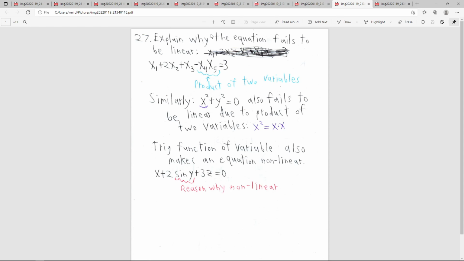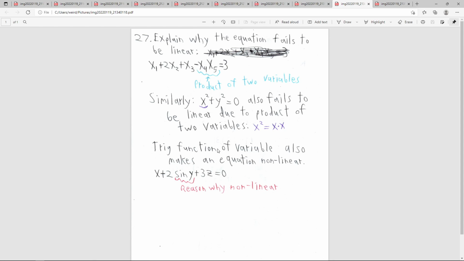Number 27 is explain why the equation fails to be linear. This is very basic, so I have a couple other examples I added in. So we have x1 plus 2x2 plus x3 minus x4 times x5 equals 3. A product of two variables means it's no longer linear. It fails on that alone. x squared plus y squared equals 0 would also fail to be linear due to a product of two variables. So x squared is just 1, y squared as well, but x times x.